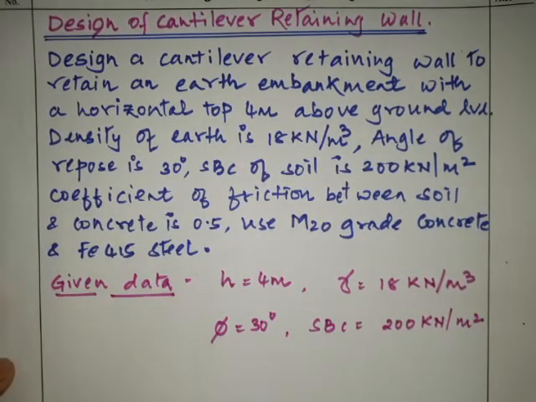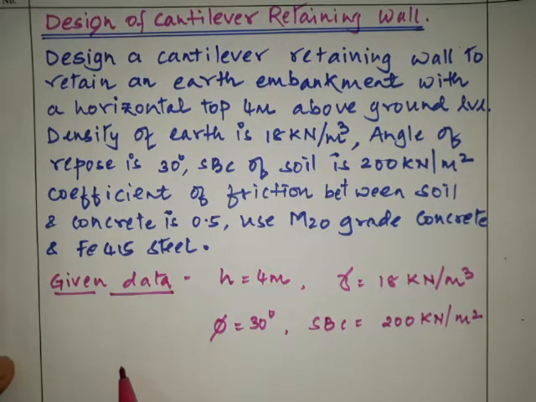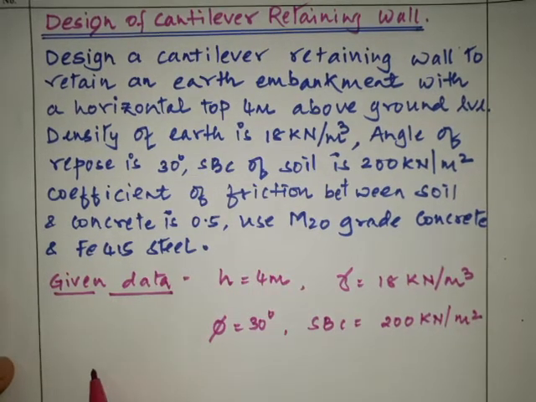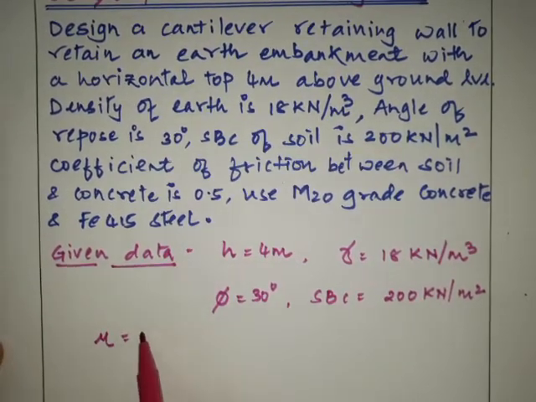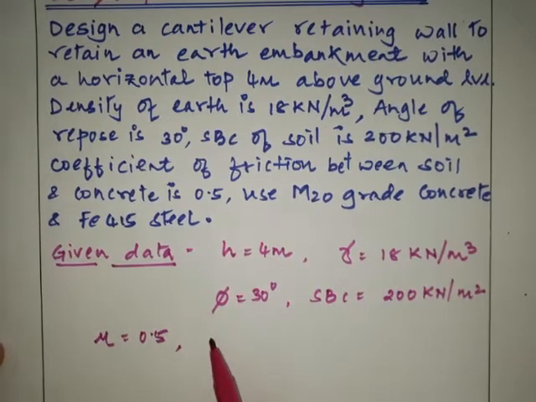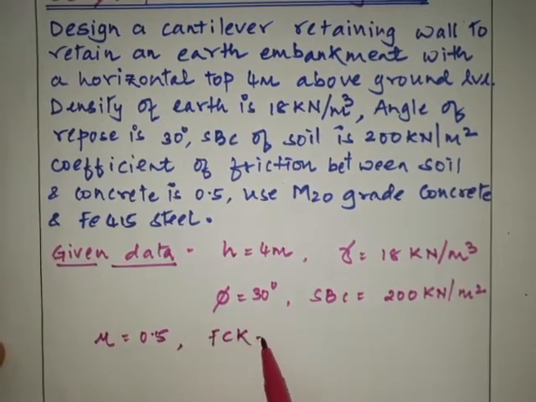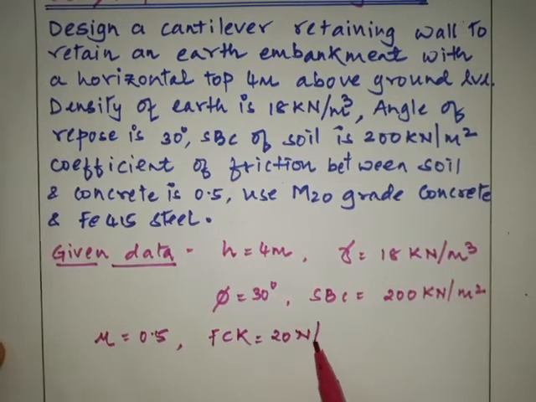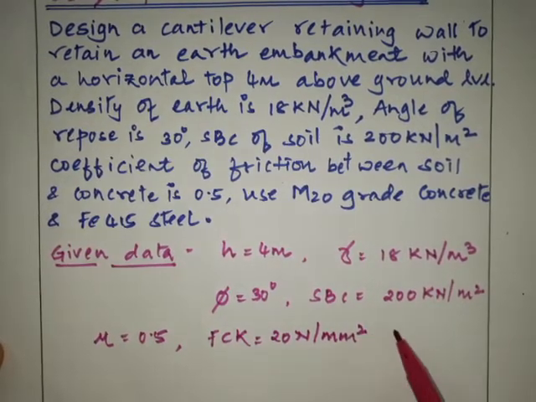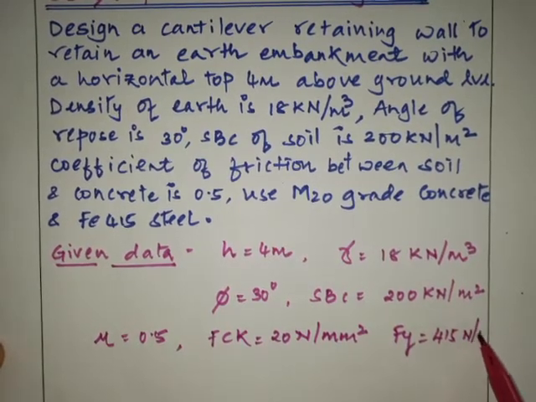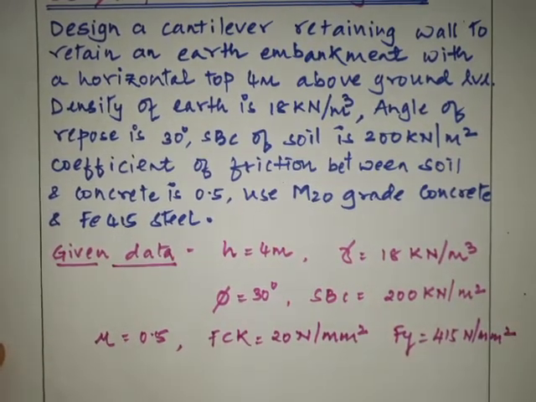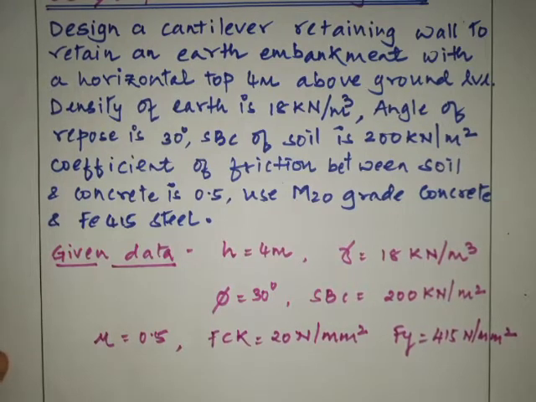Then the coefficient of friction between the concrete and soil, we call it mu, is 0.5. fck is 20 Newton per mm square, and fy is 415 Newton per mm square. So these are the basic given data we have.